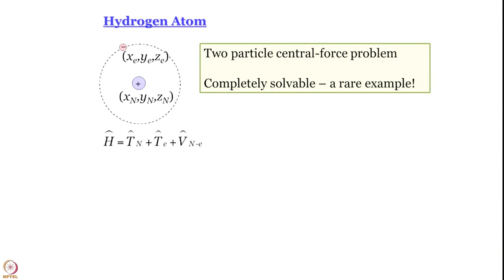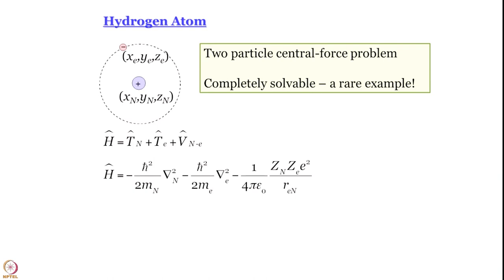Let us try to write the Hamiltonian in the simplest possible form. The Hamiltonian, of course, would have three terms. First is the kinetic energy operator for the nucleus, second, the kinetic energy operator for the electron, and finally, the potential energy between the nucleus and the electron. That is what your Hamiltonian would look like. So, since we know what the kinetic energy operators are, we can expand a little bit. Instead of Tn, we can write minus h cross squared by 2mn del n squared. So, del n squared is the Laplacian for the nucleus. Instead of Te, we can write minus h cross squared by 2me del e squared, e for electron.